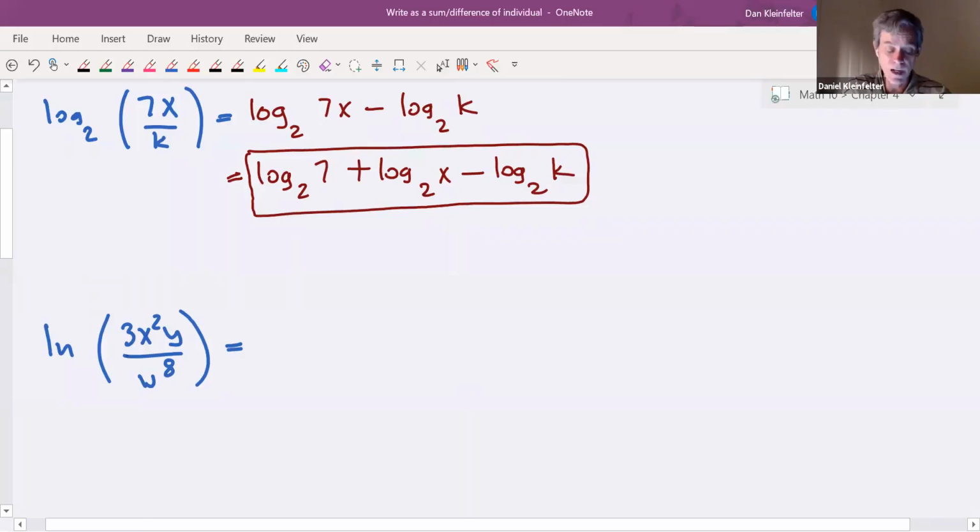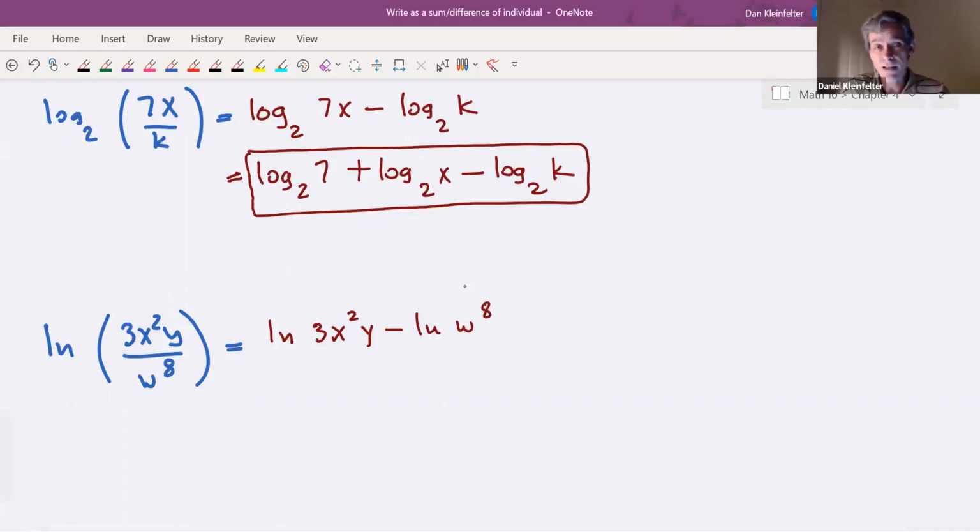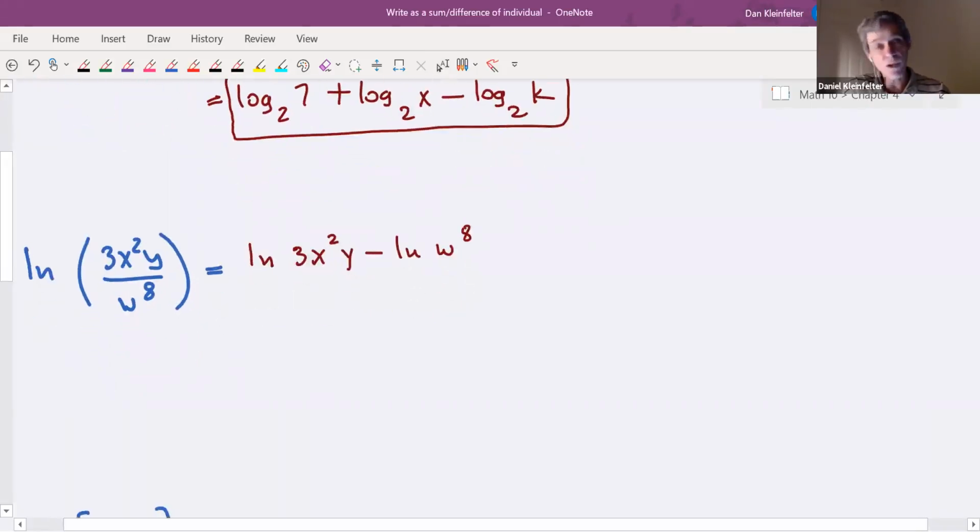Okay, so this one is a natural log, so it'll be natural logs all the way through, but it is a complicated one. We're going to have a log of a quotient. I'm going to first split that into a difference of 2 logs. So we'll have natural log 3x squared y minus natural log w8. If you are comfortable with skipping steps and you get the right answer, then that's great. If not, that's okay. Go step by step.